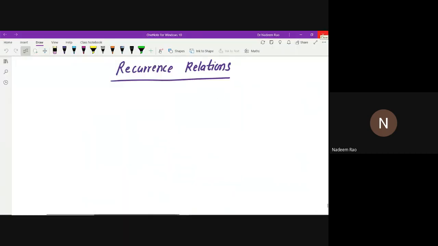Now we are going to deal with recurrence relations. So first of all, we will deal with the definition, how we will define the recurrence relation.